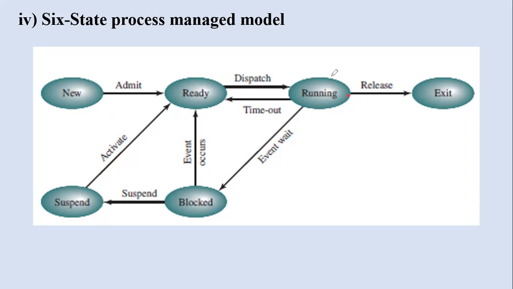Once a process has completed being executed, or for example, an error has occurred or the user has entered an instruction which requires the process to be terminated, then the process will be released from the CPU and freed from all resources, and it will be terminated and exit the system. And that is what we call the exit state. So the 6 states in the 6-state process model are the new state, the ready state, the running state, the blocked state, the suspended state, and finally the exit state.